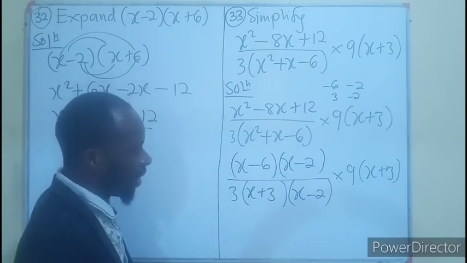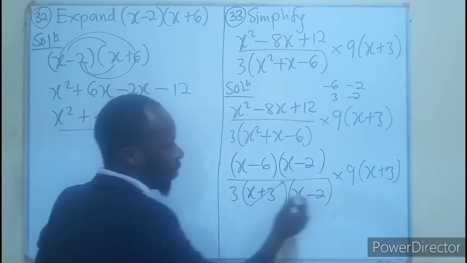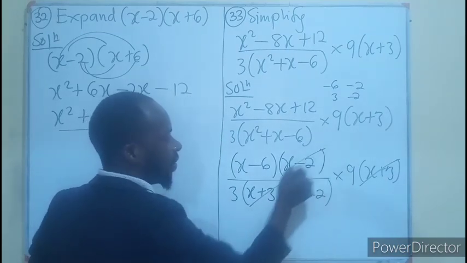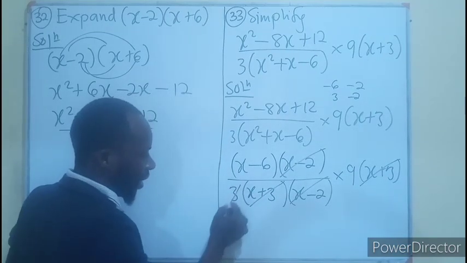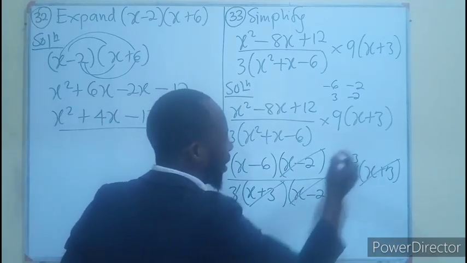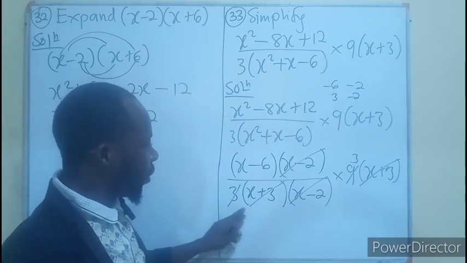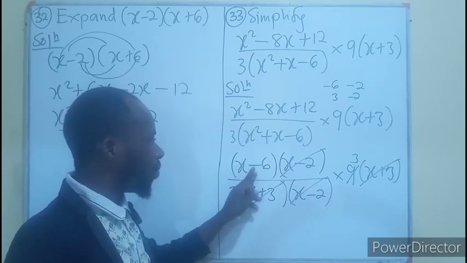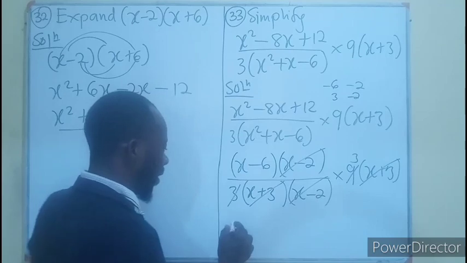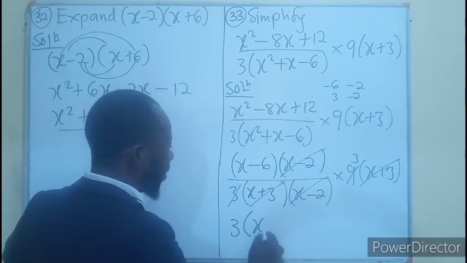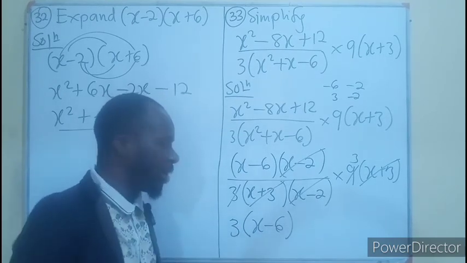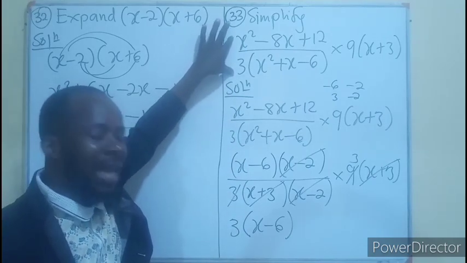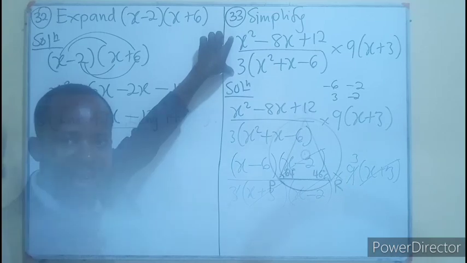I believe you can see a common term that this will cancel this, since this is multiplying and this is dividing. This will also cancel this. 3 can also go into 9 3 times. So your denominator is going to be 1. Your numerator will be x minus 6 times 3. So 3 times (x minus 6) becomes the final expression for simplifying this. And that will be the option D.